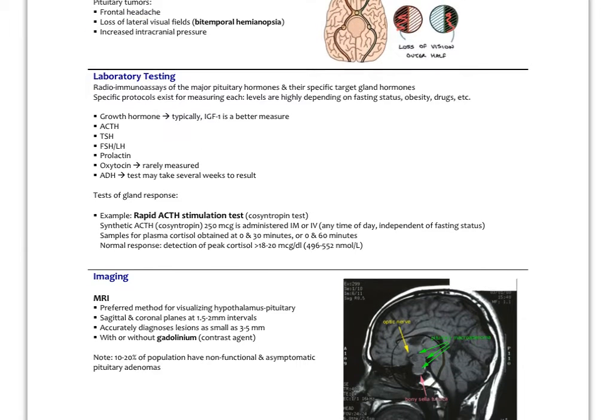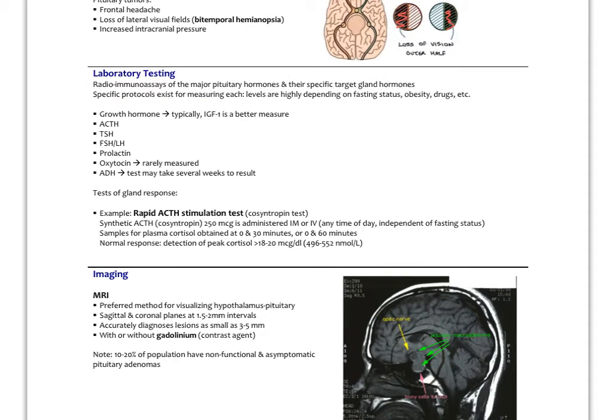Now, laboratory testing is going to be one of our major ways we assess, and that would be through assessment of specific pituitary hormones and maybe their downstream target hormones. So we're going to have different protocols depending on what our conditions are. But basically, with growth hormone, we usually don't measure growth hormone directly. We're going to measure IGF-1 typically. It's a better measure of growth hormone activity.